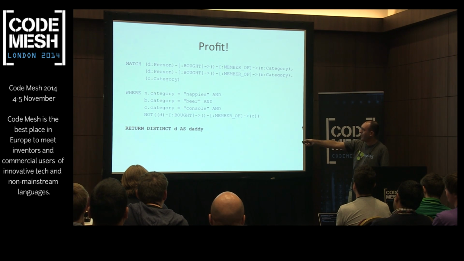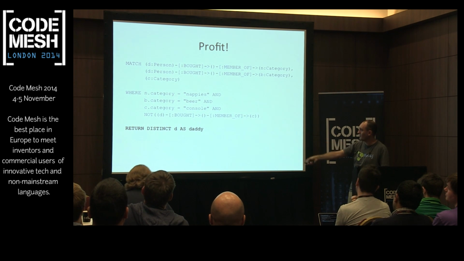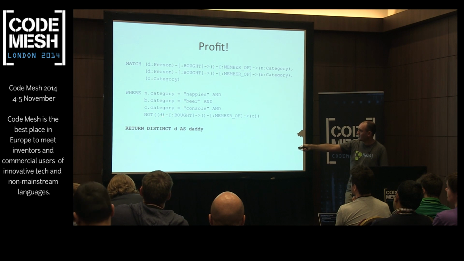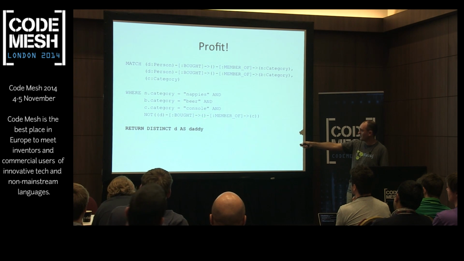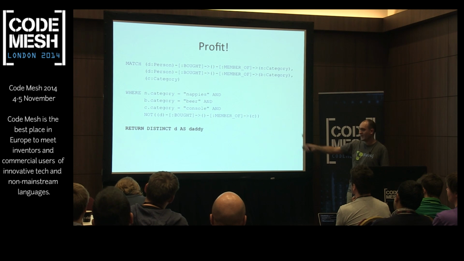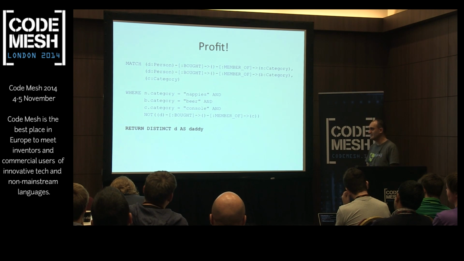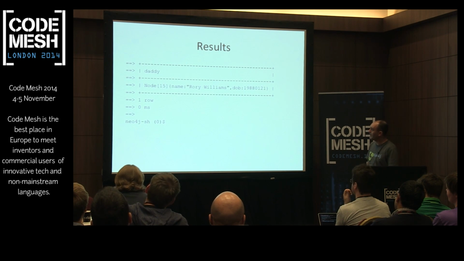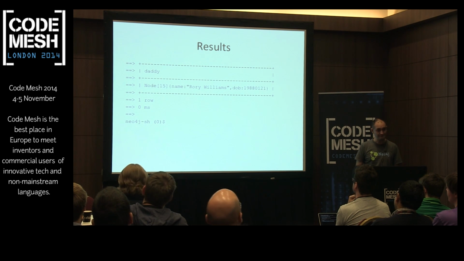I'm saying I'm going to then bind my categories to particular nodes in the graph, beer, nappies, and console, and then I'm explicitly saying where the daddy does not have a bought relationship to something that's a member of the console category. So there's no connection between the young father and the console. And of course, I get back a Doctor Who companion.